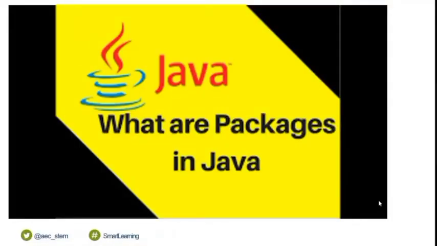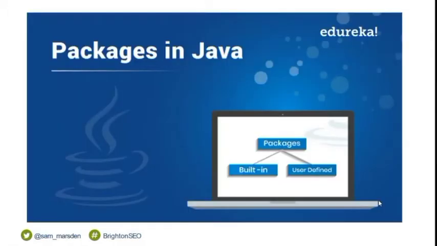What are packages? A Java package is a group of similar type of classes, interfaces and sub packages, that is a folder in a file directory. This package is categorized into two types. The first one is built-in packages, that is packages from the Java API, and the second one is user-defined packages, that is, create your own packages, right?